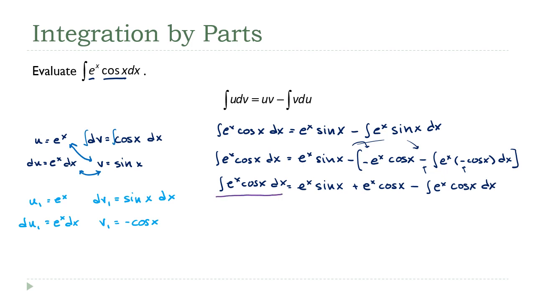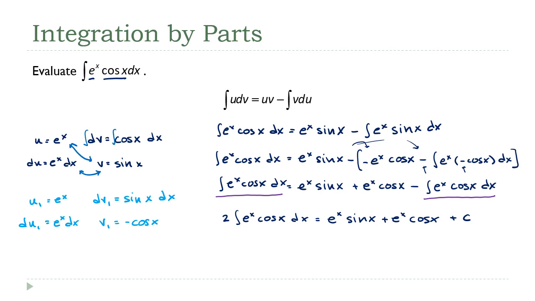I've got e to the x cosine of x dx on both sides of the integral. So what I'm going to do is add that to both sides. It's going to cancel the one on the right, and the left side is going to become 2 integral e to the x cosine of x dx equals e to the x sine x plus e to the x cosine of x. And this is the point where I'm going to go ahead and add my constant over here.